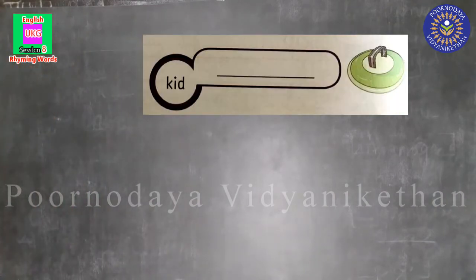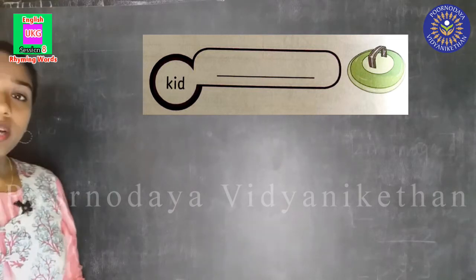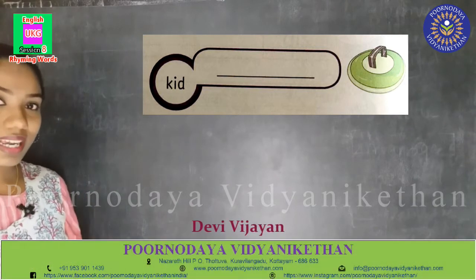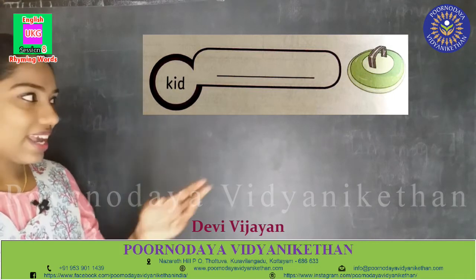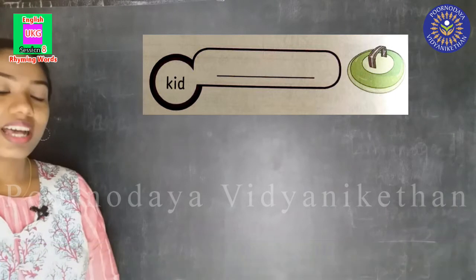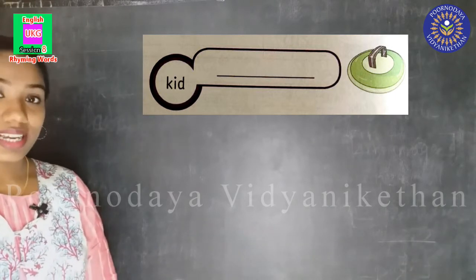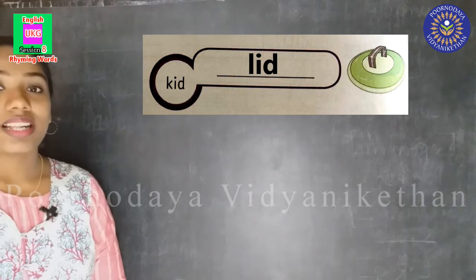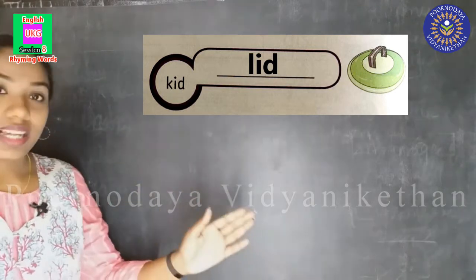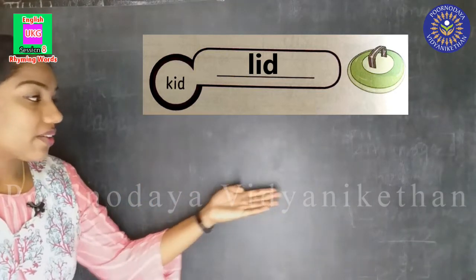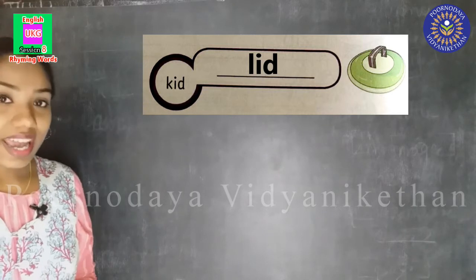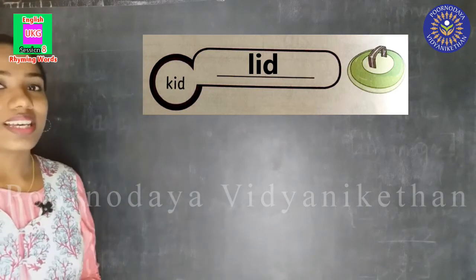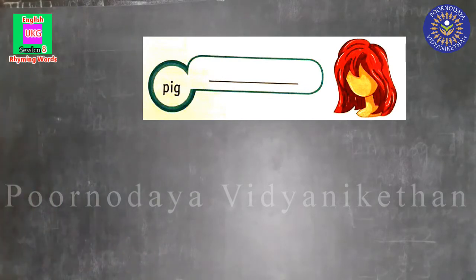Now we are going to do the next one. What is written here, children? Kid. And what is the spelling? K-I-D. What is that picture? It is the picture of a lid. And what is the spelling? L-I-D. Repeat it. Kid, lid. So we can write here lid. What is the sound here? E sound. Kid, lid. Did you understand?